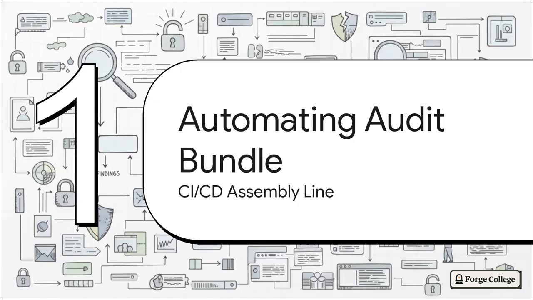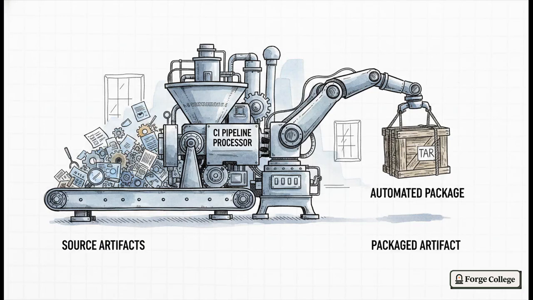Section 5. Automating the audit bundle. Let's look at the CI/CD assembly line logic. Let's be totally realistic here. Nobody wants to manually assemble JSON files and zip folders every single time they run a Web3 vulnerability scan.